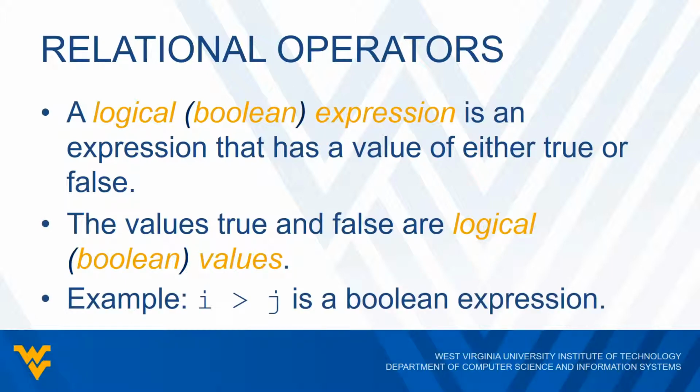Let me give you an example. Let's say I have i is greater than j. This is a Boolean expression because it's going to evaluate to either true or false. This would be true if the value of i is greater than the value of j, and if i is not greater than j, so if it's less than or equal to j, then this expression would evaluate to false.